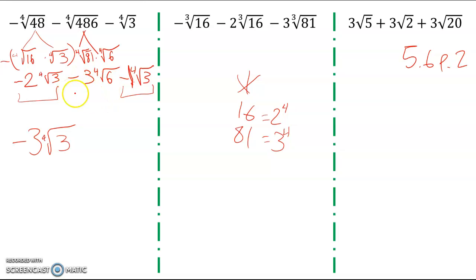And we can't do anything more with this negative 3 times the fourth root of 3. We can't simplify it. It can't combine. So we're just going to write it down here. Minus 3 times the fourth root of 6. Okay. So there's that example. Now we're going to deal with the cube roots over here.